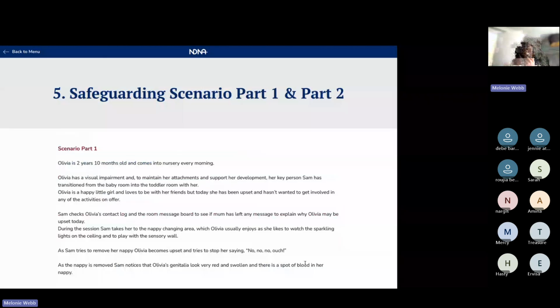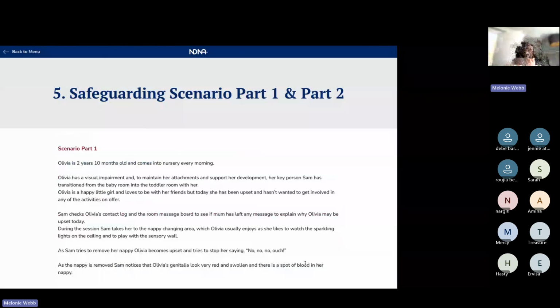So, safeguarding scenario part 1 and 2. Olivia is 2 years and 10 months old and comes into nursery every morning. Olivia has a visual impairment, and to maintain her attachments and support her development, her key person, Sam, has been transitioned from the baby room into the toddler room with her. Olivia is a happy little girl and loves to be with her friends, but today she has been upset and hasn't wanted to get involved in any of the activities on offer.